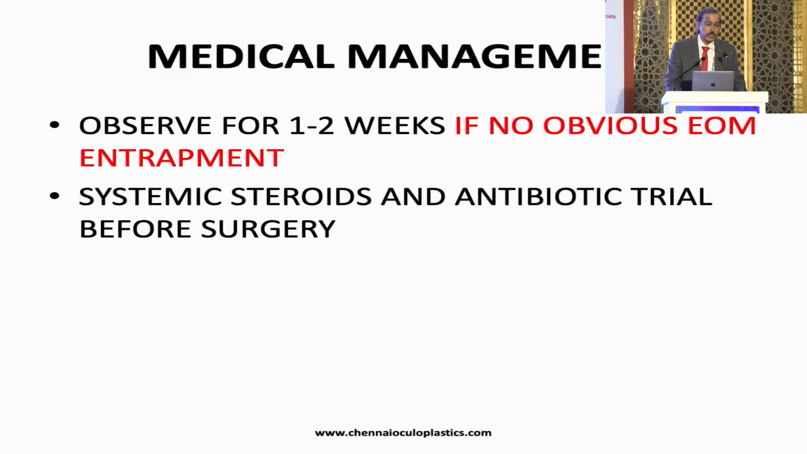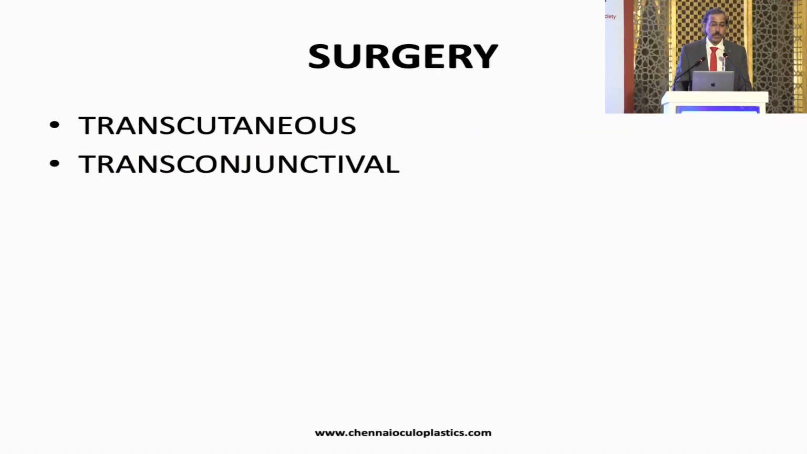Initially, all these patients don't need to be treated surgically unless, like I told you, there's significant entrapment, or if they have a white-eyed blowout where you need to release the muscle immediately. So initially, you do medical management: you put them on systemic steroids and antibiotics, wait for 5 days to 1 or 2 weeks, and see if there's any improvement in the double vision. If there is no obvious entrapment, sometimes the adjoining fat or soft tissue can be entrapped without the extraocular muscle being entrapped. If that is the case, they will improve. But if there is no improvement and the patient is complaining of double vision, then you proceed with surgery.